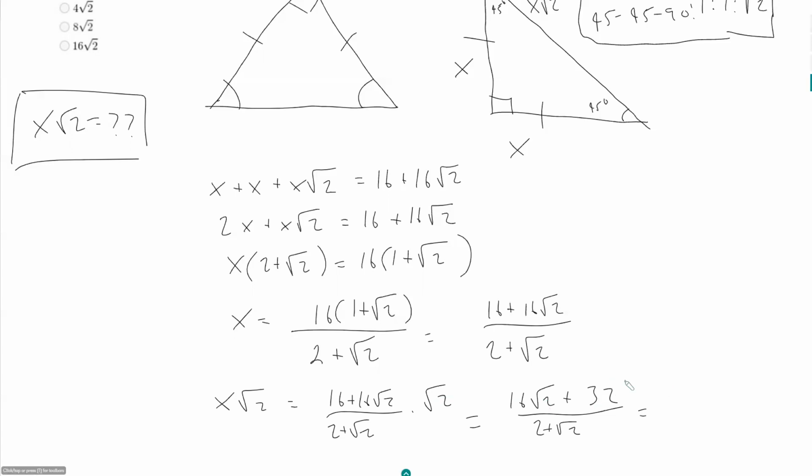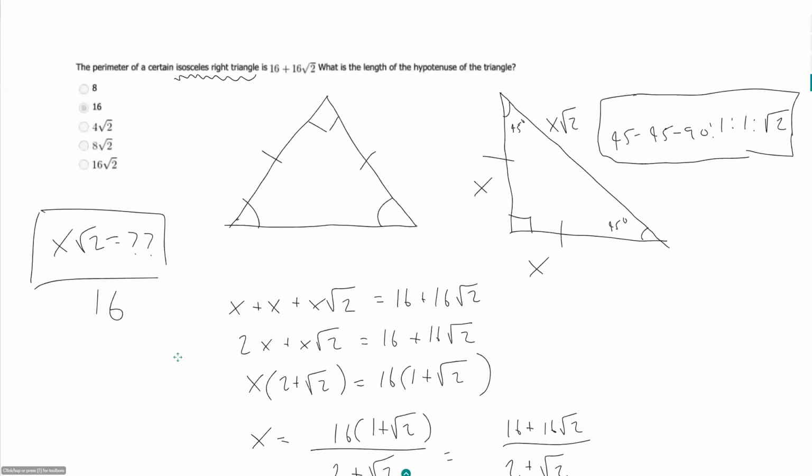And so here now I can factor out a 16 up top. 16 times rad 2 plus 2, and now that's all over 2 plus rad 2, and so these guys are the same thing, and these cancel out, and we get x rad 2 is equal to 16. And so B is our answer, and that was a lot more math than I thought we would be doing. So if you find an easier way, let me know. Put it in the comments or something. But that's how I would probably attempt it, even on an actual test.